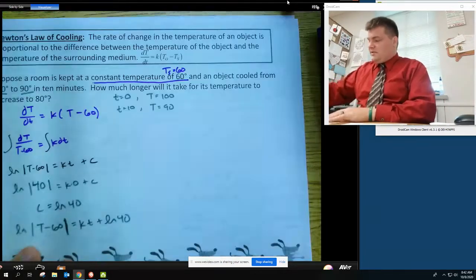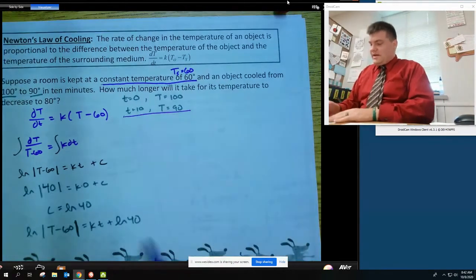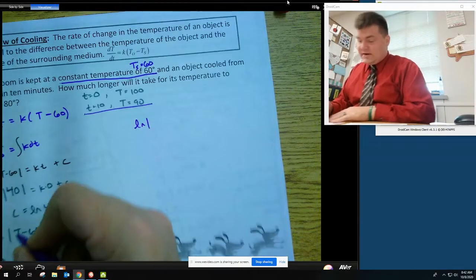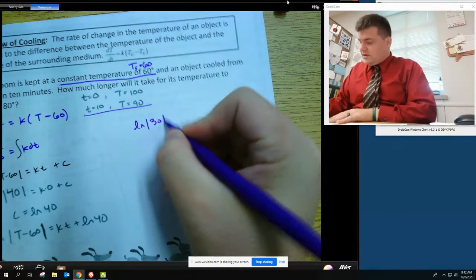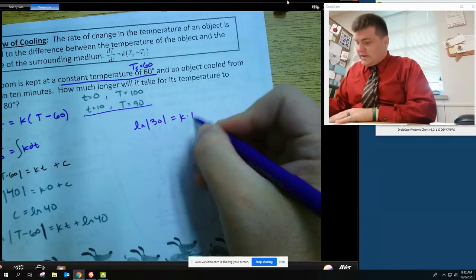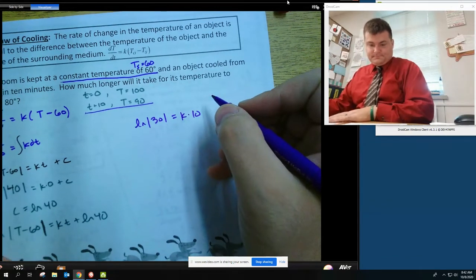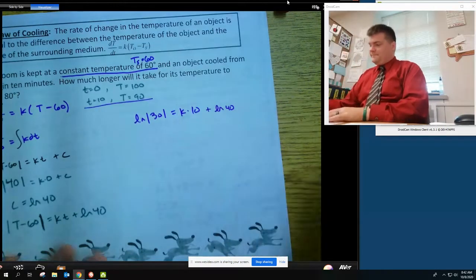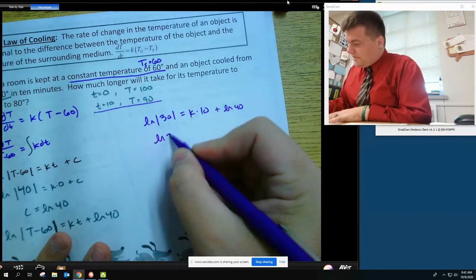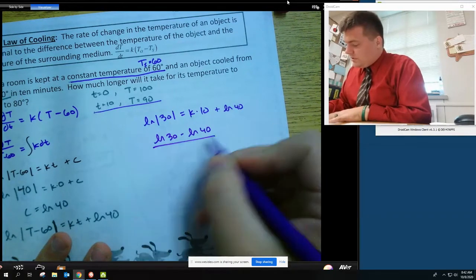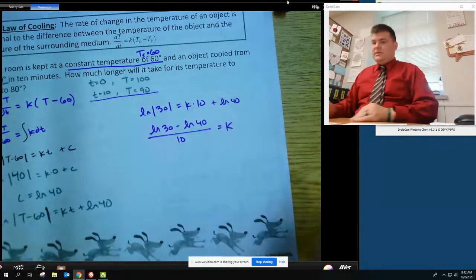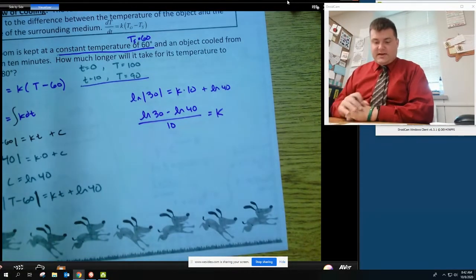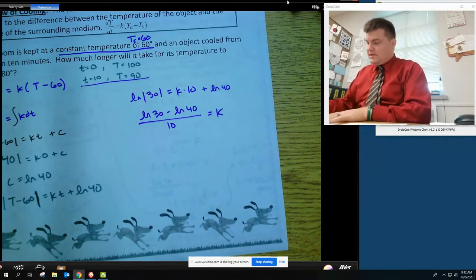All right, so now I'm going to go ahead and use this second statement right here, and then I can go ahead and find the k value. So what I'm going to do here is ln of 90 minus 60 is 30 equals k times 10 plus ln of 40. So I'm going to get ln of 30 minus ln of 40 all over 10 is equal to k. So you would go ahead and type that into your calculator. I won't do that, so I'm going to save a little bit of time here. So we have the k value.